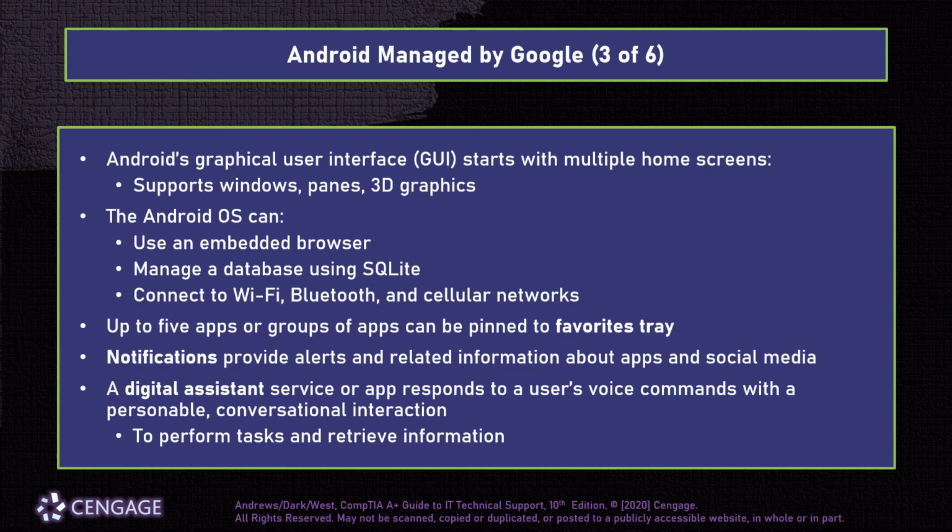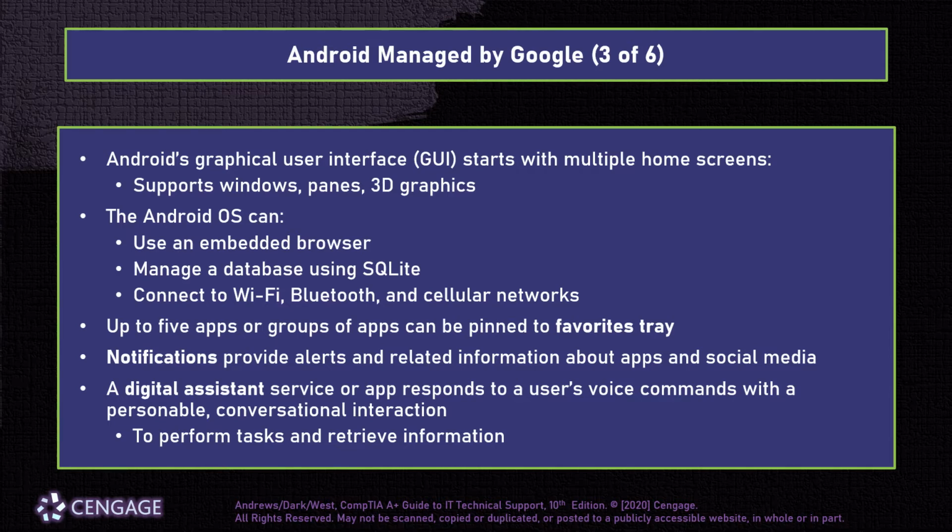We can also incorporate like a calendar. We can put it into where we have multiple time zones. Let's say that we're somebody that travels. We can have multiple clocks up at once. The Android OS can use an embedded browser, manage a database using SQLite, which is a reduced operational capacity version of SQL, or structured query language. Connect to Wi-Fi, Bluetooth, and cellular networks.